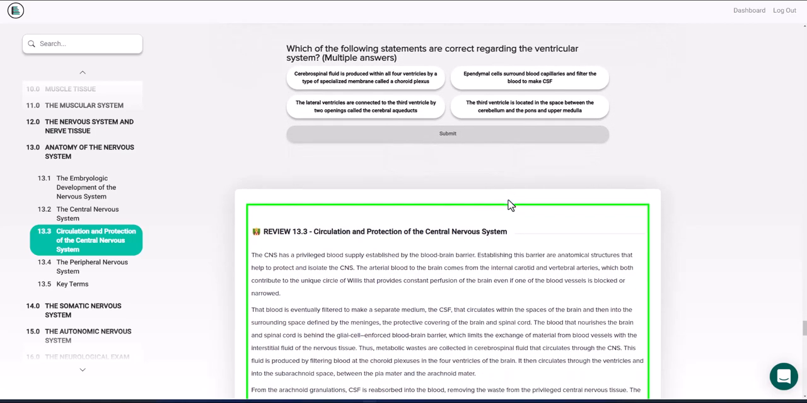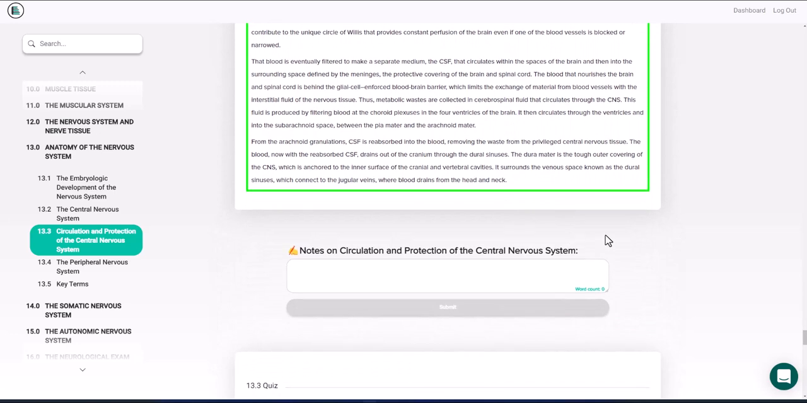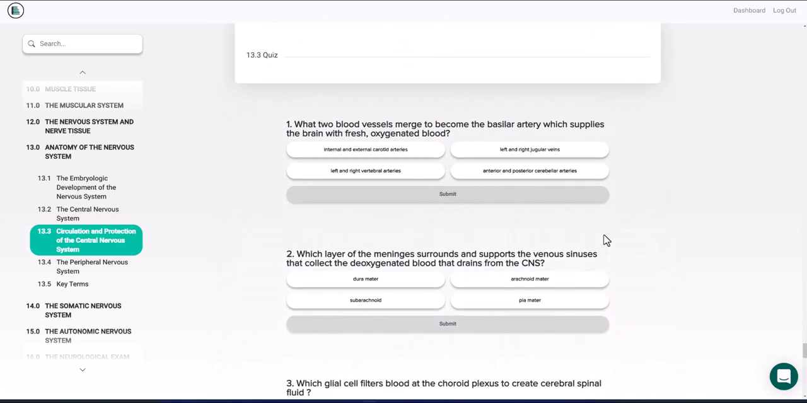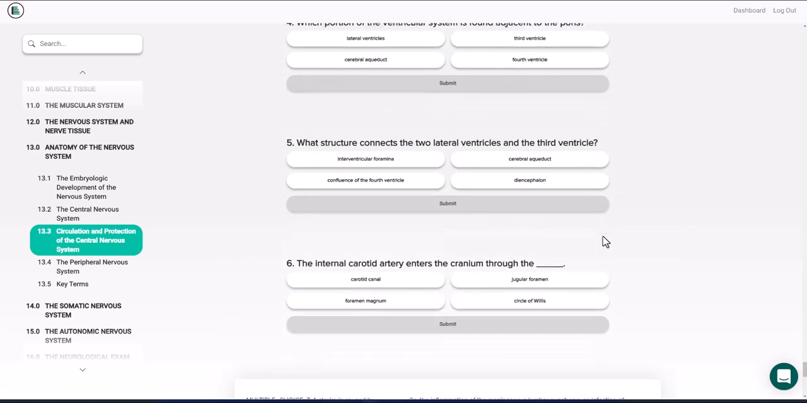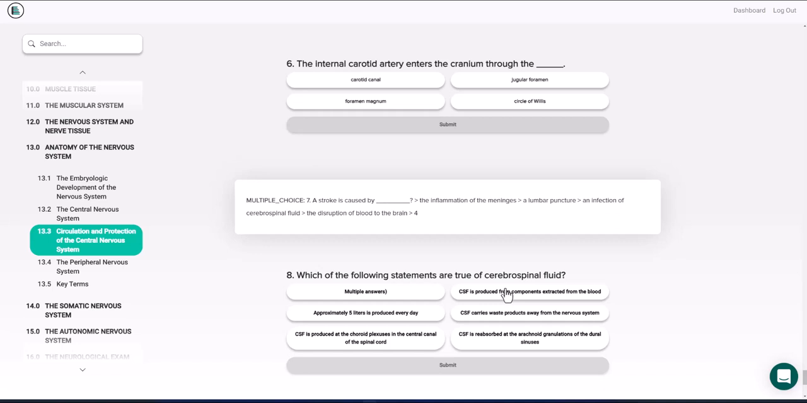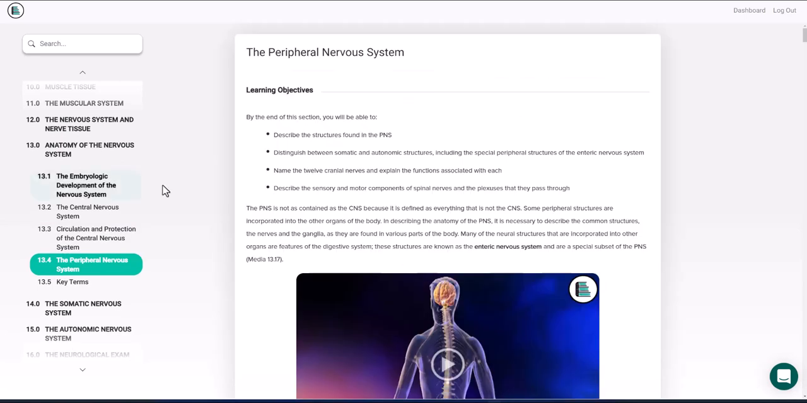So that brings us to the end of 13.3. You will be seeing and labeling these structures in lab, and that'll be lab 6. And don't forget to check out these questions at the end, as well as check out the fill in the blank down here, the vocab check. Okay, let's check out 13.4.